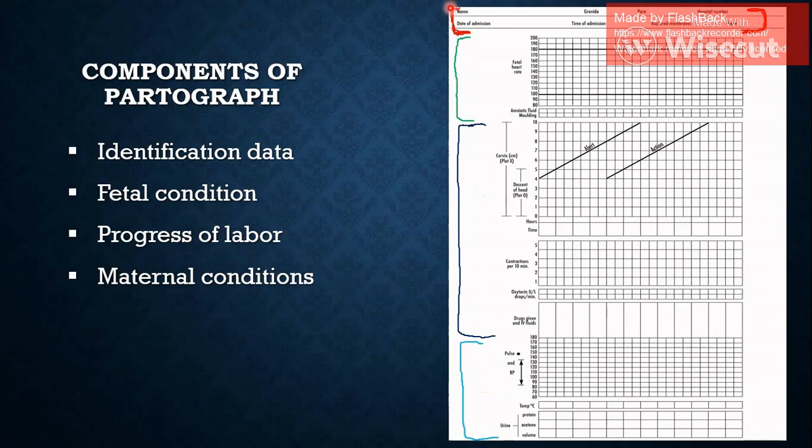So this section out here represents the identification data of the mother. The second section here represents the fetal condition or the fetal well-being. Then we have the larger section here representing the progress of labor, and then the last section here representing the maternal conditions. So we'll be looking into each of these sections one by one.